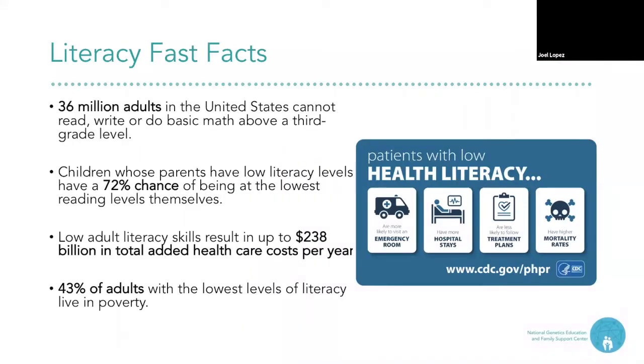So I wanted to start with some brief facts that help explain the impacts and prevalence of literacy. 36 million adults in the United States cannot read, write, or do basic math above a third grade level. Children whose parents have low literacy levels have a 72% chance of being at the lowest reading levels themselves. Low adult literacy skills results in up to $238 billion in total added healthcare costs per year. And this represents between 7 and 17% of all personal healthcare expenditures.